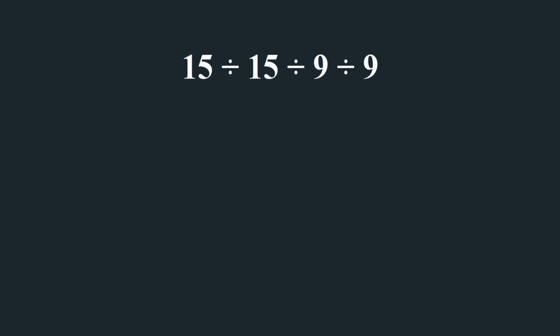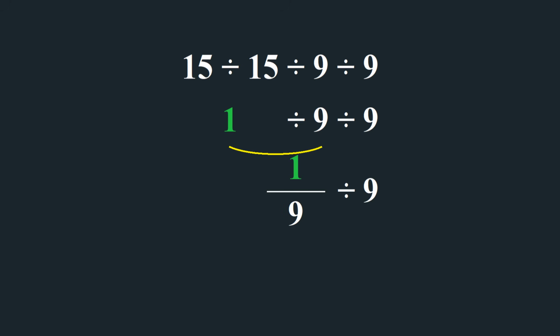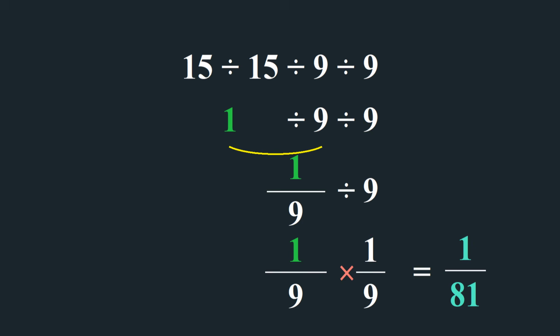So we have first this division, 15 divided by 15 equals 1. So we have 1 divided by 9 divided by 9, and we can write this part as 1 over 9 divided by 9. So we must keep the first fraction 1 over 9 and change division to multiplication, then flip the second fraction 1 over 9, which equals 1 over 81. And this is our final answer for this problem.